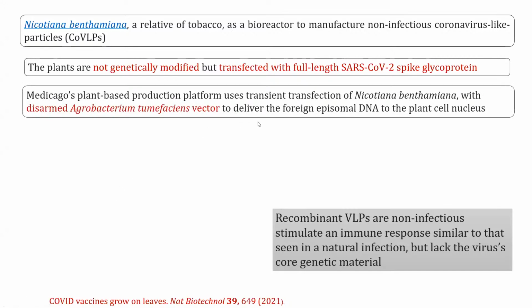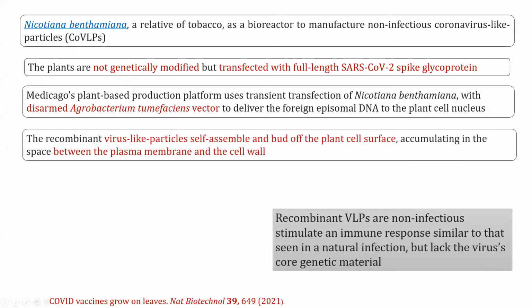Okay, so they are using a disarmed Agrobacterium vector to deliver the foreign episomal DNA into the plant cell nucleus. So they are using Nicotiana benthamiana with a transient transfection technique, with a disarmed Agrobacterium tumefaciens vector, to deliver this foreign DNA into the plant cell nucleus.